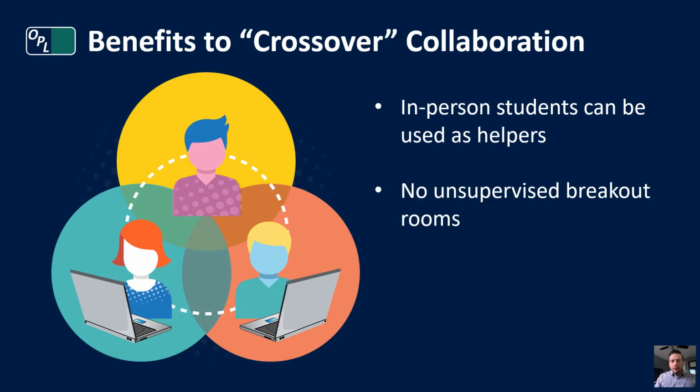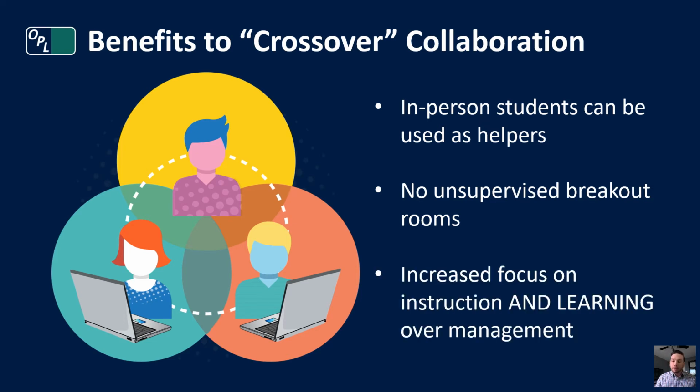The second is that if you have in-person students partnered up with virtual students, you don't have to have any of those fears about unsupervised breakout rooms, because as a teacher walks around the classroom, they can be monitoring all of the breakout rooms the same way that they would be monitoring groups if they were working in person only. And thirdly, by doing this, it allows the teacher to focus on instruction and learning over classroom management, because there's less need to be worried about what the virtual group is doing while I'm working with in-person, and what the in-person students are doing while I'm working with the virtual students. By having them working together on a given activity, you can be looking at the group instead of part of the group.